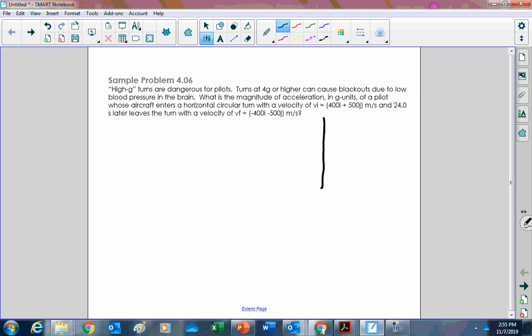So I'm going to draw an XY axis here. And first it tells us that we've got a VI of 400 in the X direction and positive 500 in the Y direction. So that would be an instantaneous velocity like that. And then the final velocity is negative 400 and negative 500. So it points in this direction, okay?